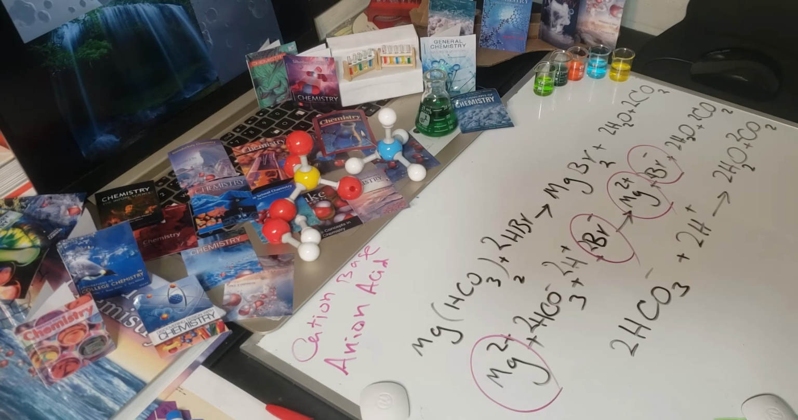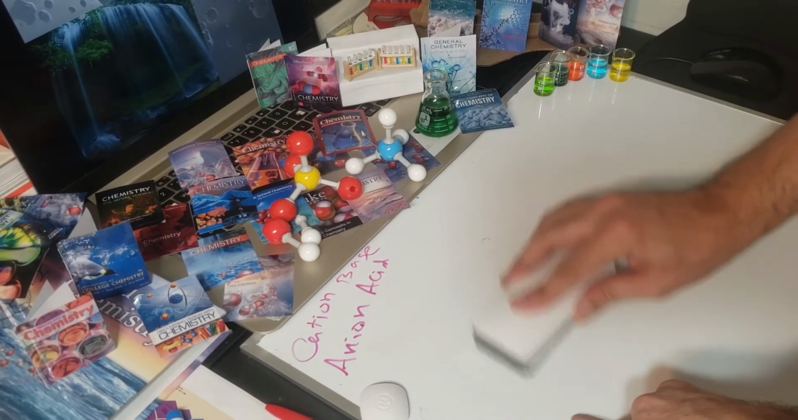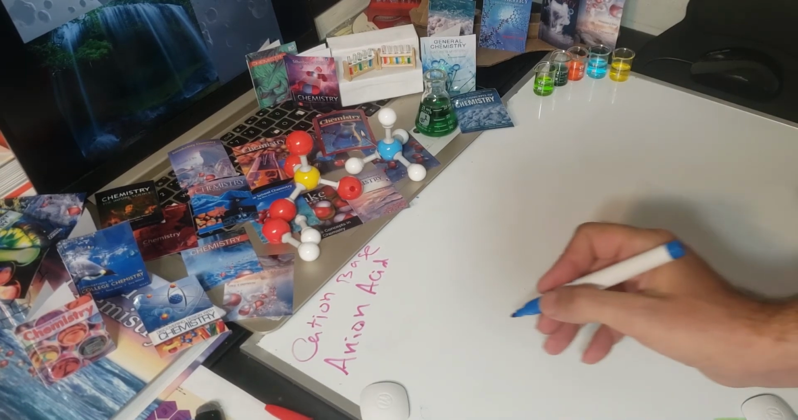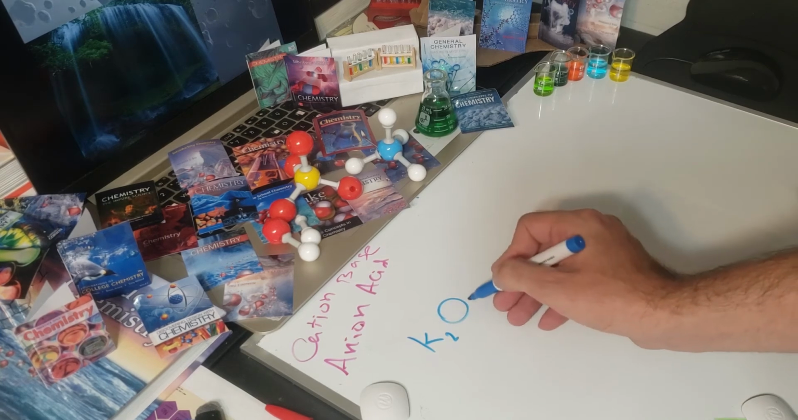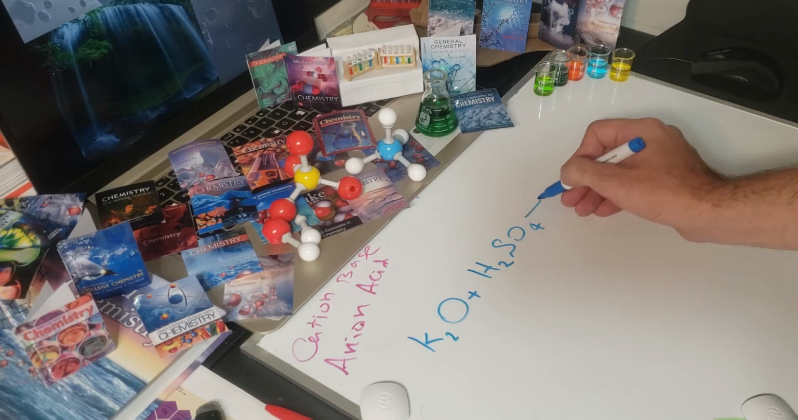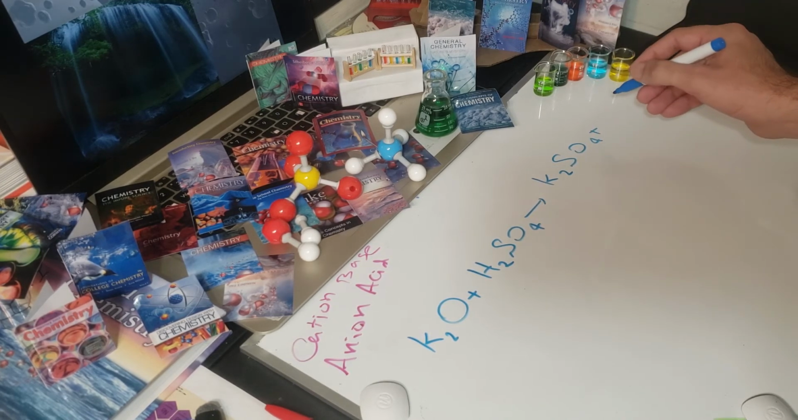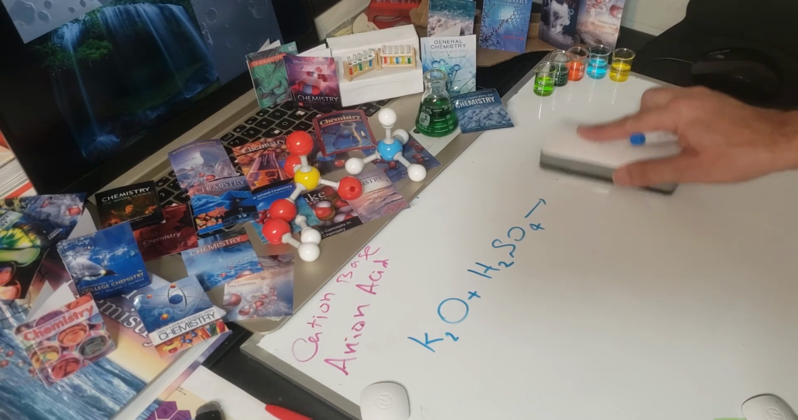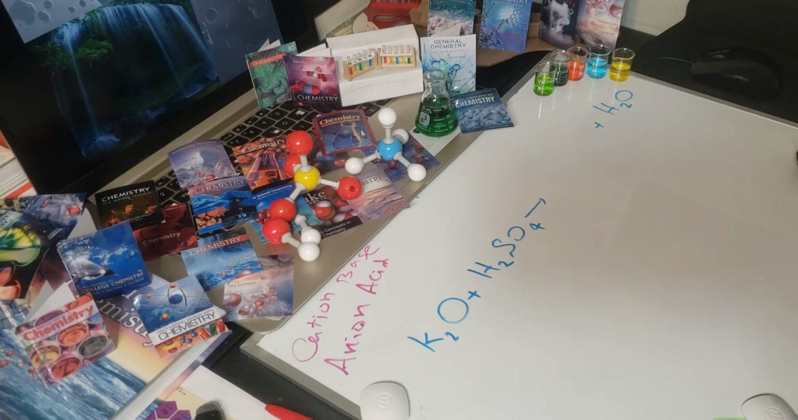Okay, let's move on to 2 more examples, and I will wrap it up with these. Let's use the other color. K2O plus H2SO4, giving me K2SO4 and H2O. Okay, so H2O was given.